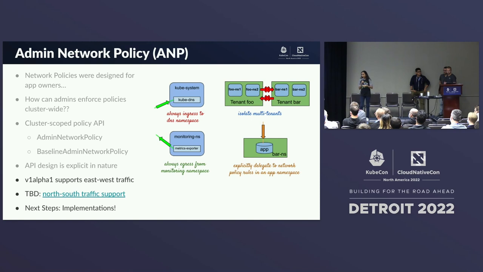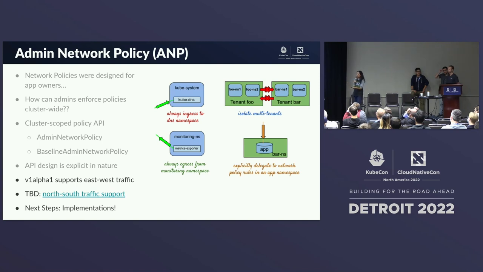So yeah, let me end this section of policies by just saying that it's a new API. It's V1 Alpha 1 right now. And we are supporting east-west traffic for this version of the API. The north-south traffic is very much in play. It's a work in progress.